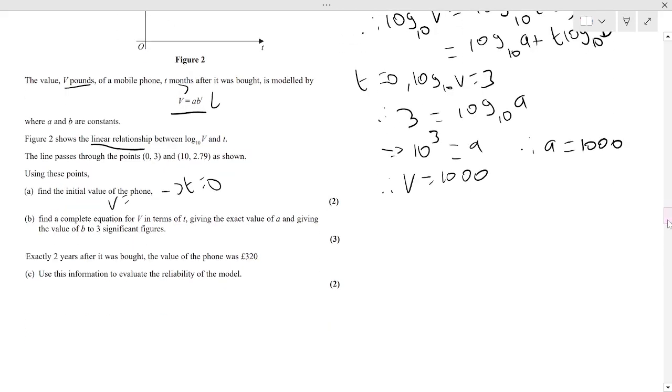But yeah, I think that's probably the tricky thing here. Then part B says to find a complete equation for V. So we have to find the missing values A and B. But we know what A is already. A is 1,000. So we just need to find B now.